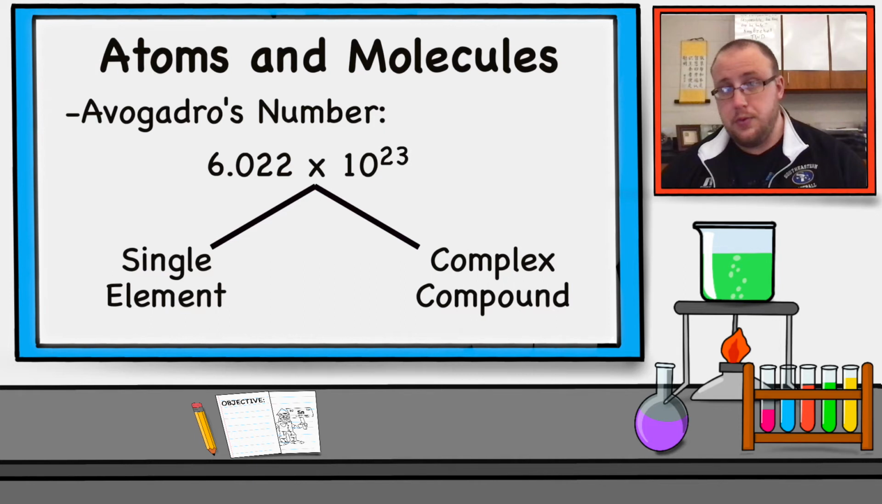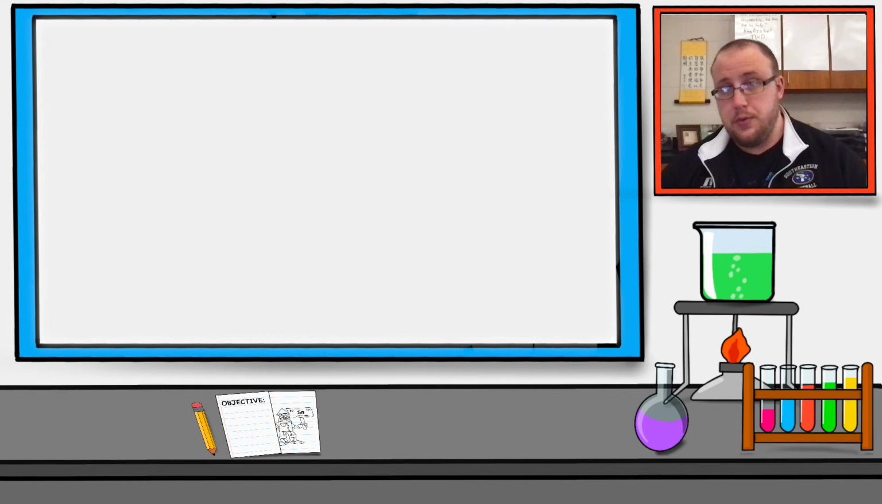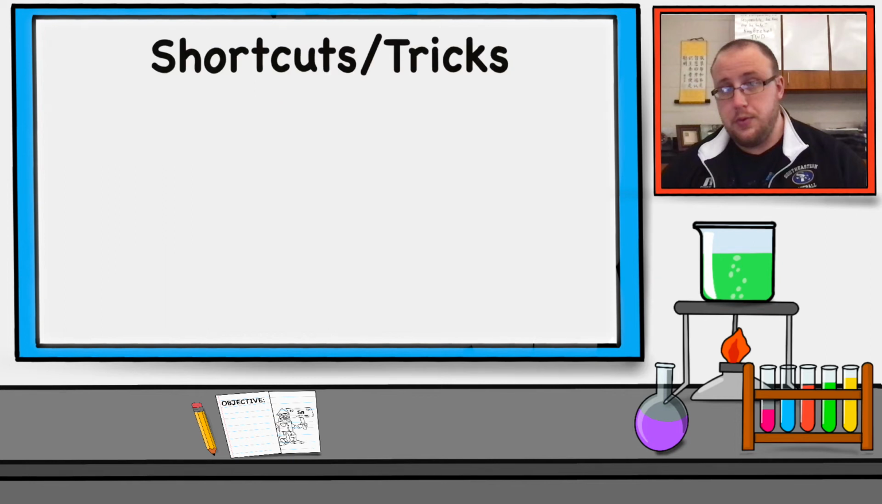So 1 mole of aluminum has 6.022 times 10 to the 23rd atoms of aluminum, and 1 mole of glucose, which we remember from our last video is C6H12O6, is still 6.022 times 10 to the 23rd molecules of glucose. Because of this, we're going to use these shortcuts when calculations involve the number of atoms or molecules.